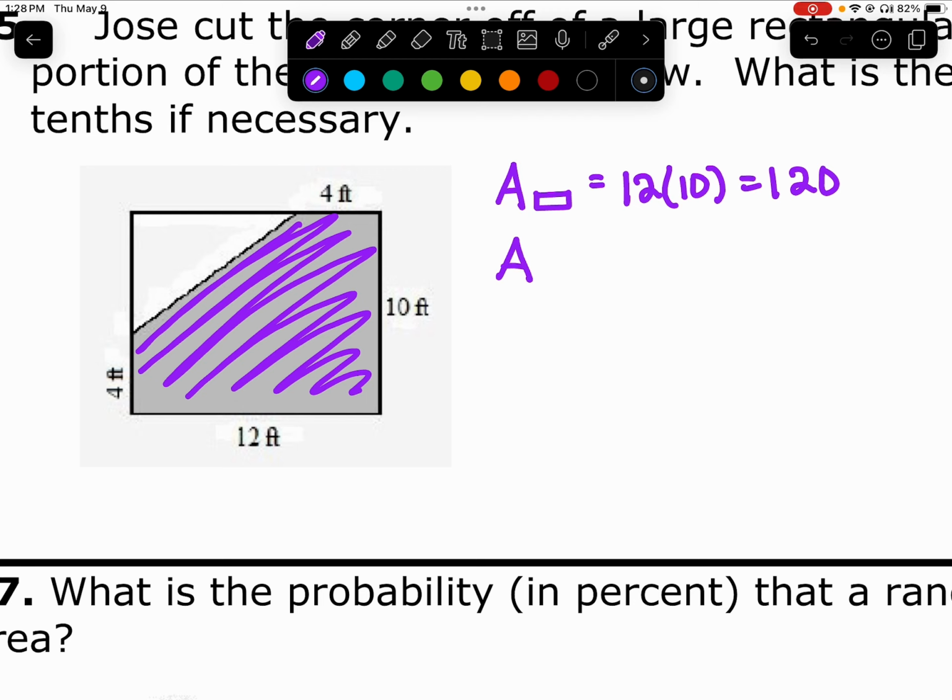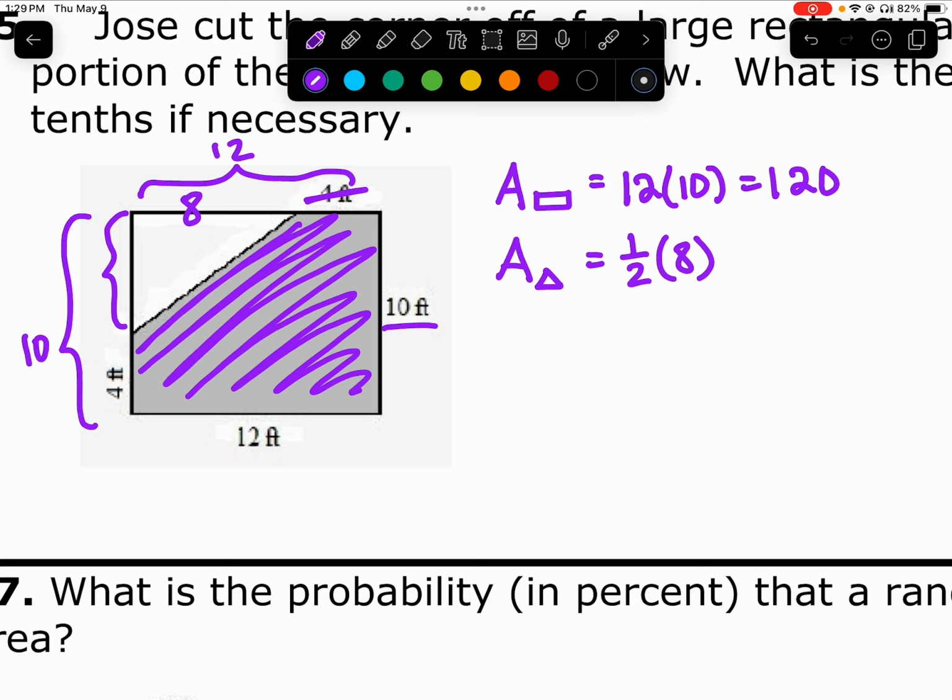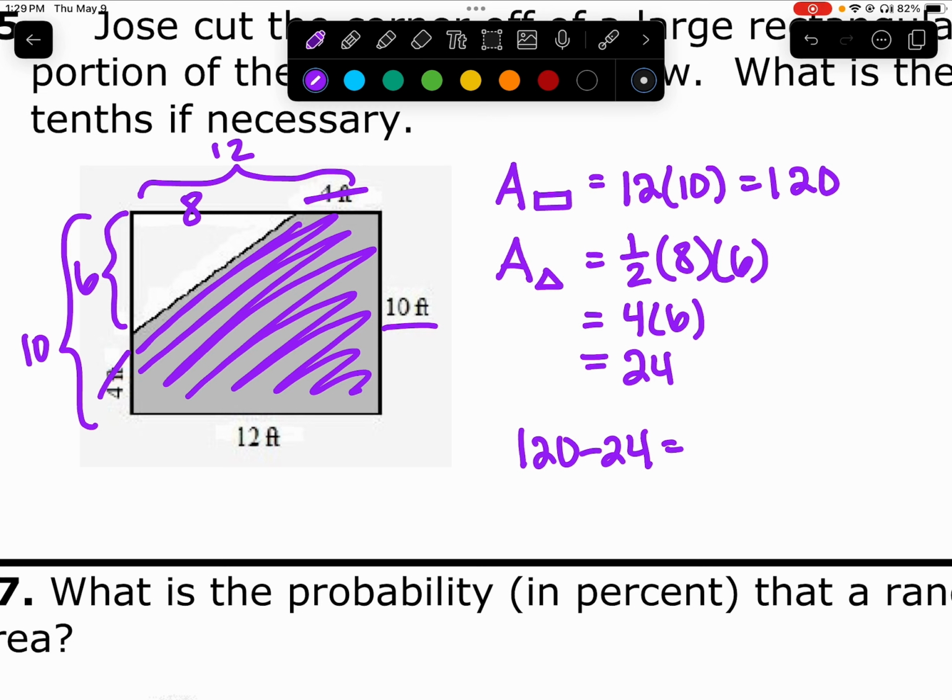All right, now we got the area of the unshaded triangle, and that would be 1/2 base times height. Let's figure out the base. That was 12, and if we take off 4, 12 minus 4 is 8. So the base is 8, and then the height, well, the whole thing over here is 10, right? If we take 4 away from 10, that's 6. So that's 1/2 times 8 times 6, that's 24. And now we're going to subtract, and that'll give us 96 square feet.